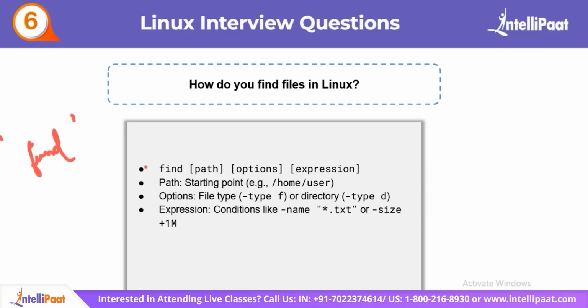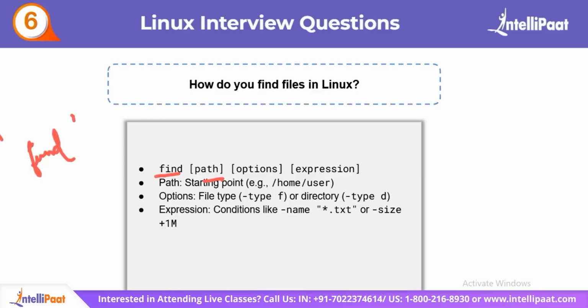So this is the whole syntax. You will use find, then path, then options. Options as in you refine the searches, such as type f for files or type d for directories, and then expressions. It sets conditions like name *.txt for matching file's name.